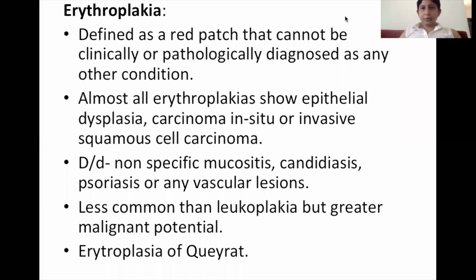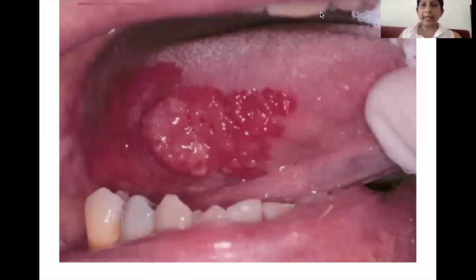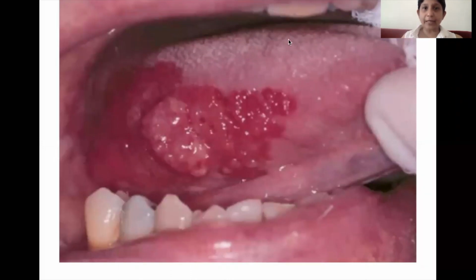Let us start today's class. So first of all, I would start with erythroplakia. So what is erythroplakia? Erythroplakia, from the picture you can see, is a red colored lesion. All right. So a red colored lesion, erythro. What is an erythrocyte? An erythrocyte is basically a red blood cell. So an erythroplakia is actually a red colored lesion.